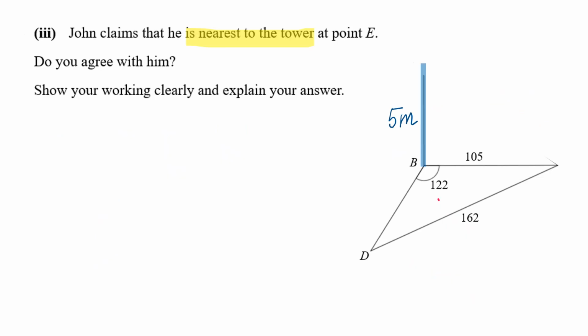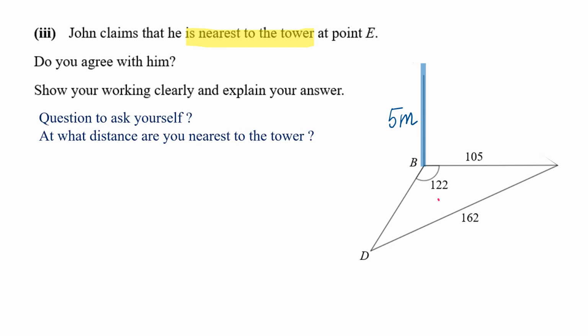All right, so now we come to the part they say is the most challenging. It's the most challenging because there are certain concepts that we need to understand. John claims that he's nearest to the tower at point E, right? So the question asks if you agree with him, and we are asked to show our working clearly and explain our answer. Right, so the question you have to ask yourself is, what do you understand by the phrase nearest to the tower? When are you actually nearest to the tower? At what distance are you nearest to the tower?